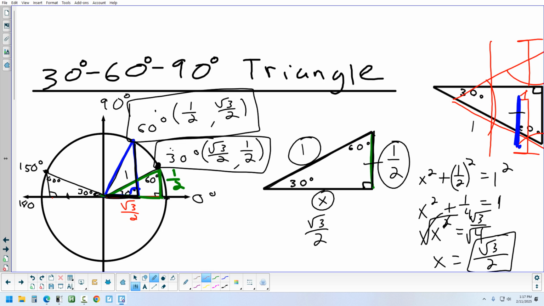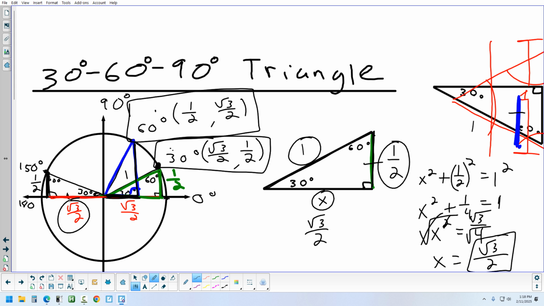This is the long side. What number is always the long side in a 30, 60, 90? That's always your root 3 over 2. And what number is your short side? That's always your 1/2. So you know the coordinate for 30. What do you think the coordinate would be for 150? Negative square root 3 over 2. Yeah. The only difference between the coordinate for a 30 and a 150 is that number is negative because you're going left.